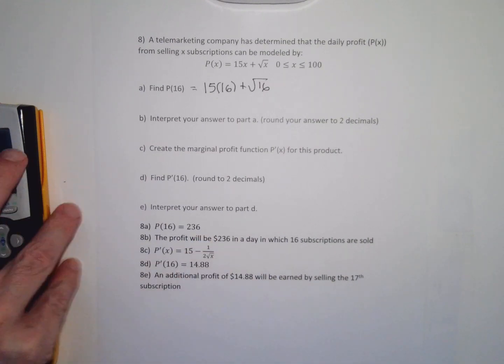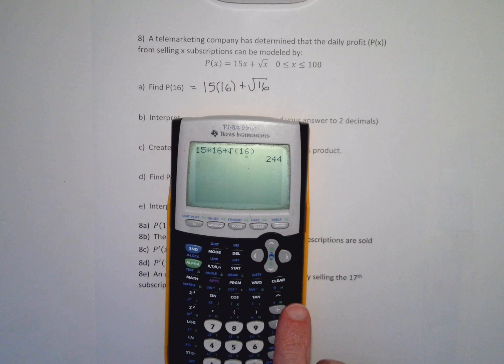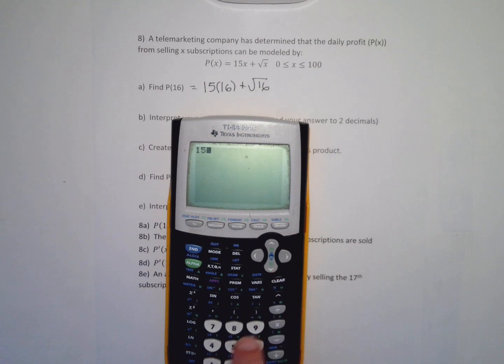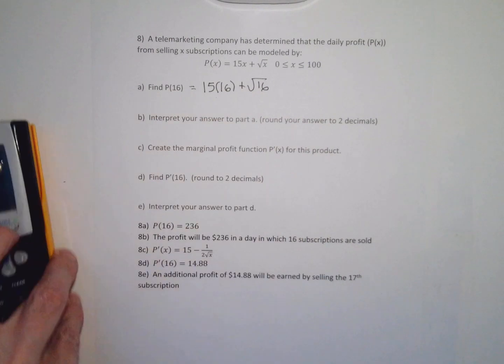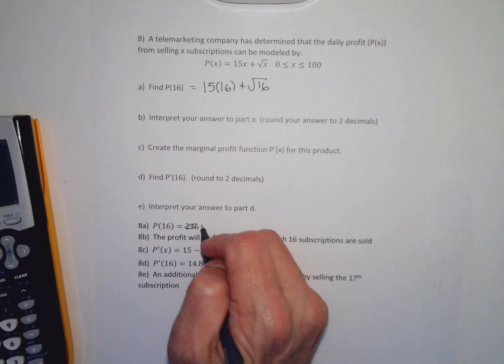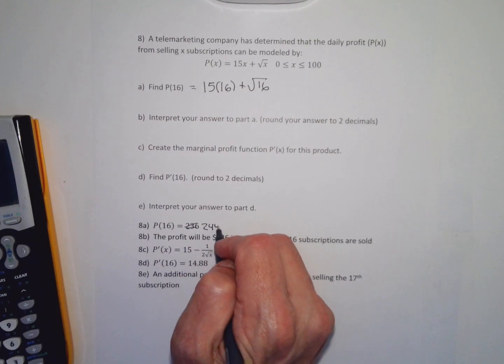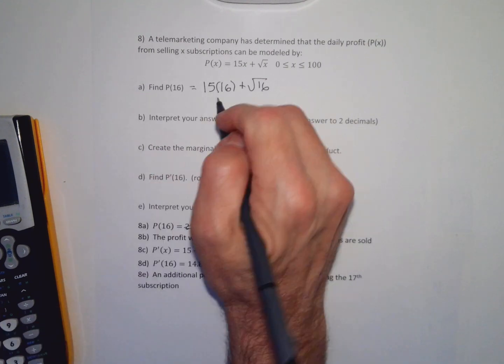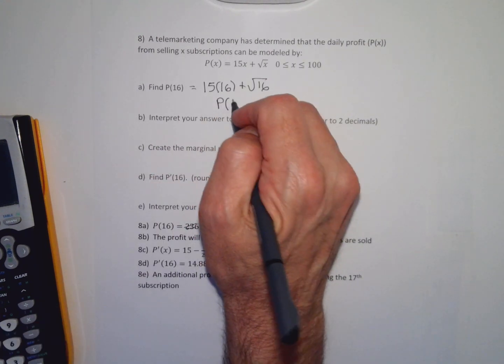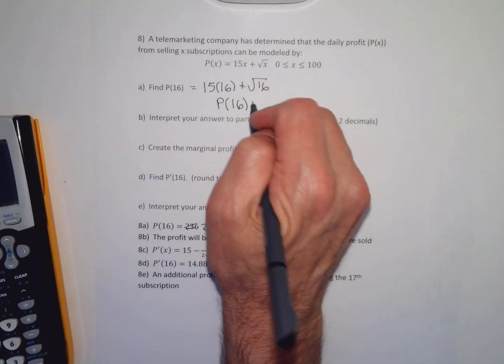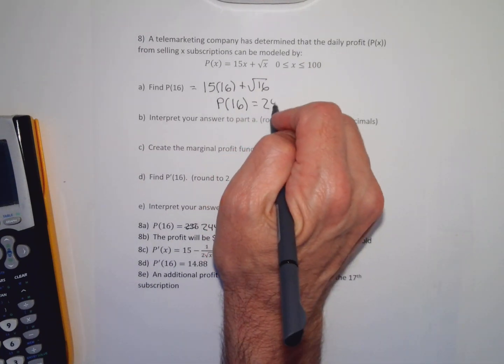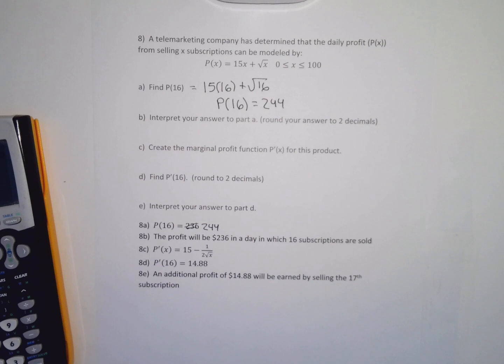I wonder, I must have a wrong answer there, because this looks right. 15 times 16 plus the square root of 16 is 244. It's a mistake here. My work has to be littered with mistakes. I'm not particularly accurate in my work, even when I take time. So the answer to part A is P of 16 is 244.